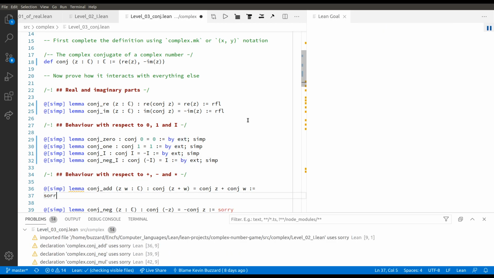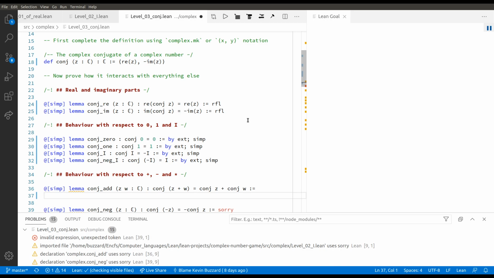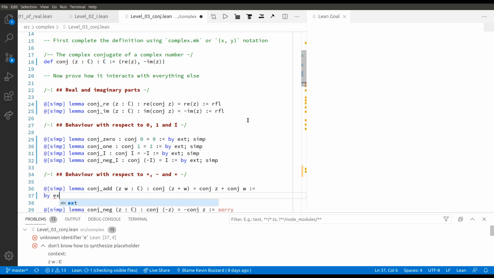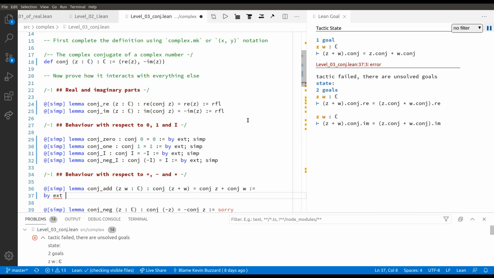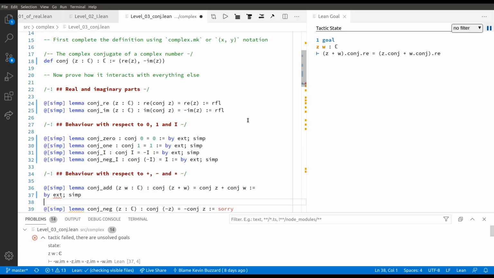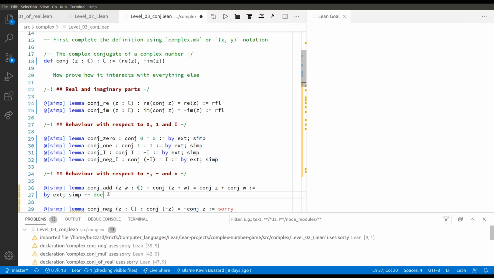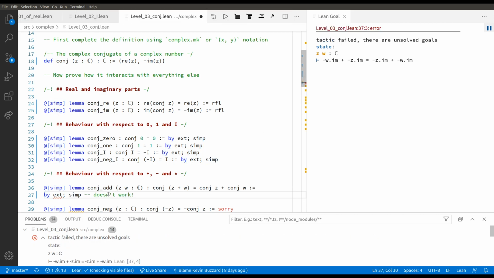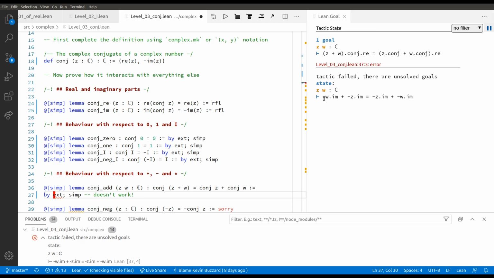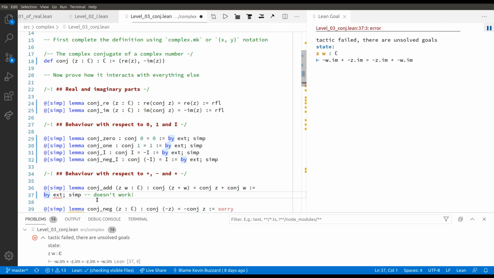And now similarly here, the conjugate of z plus w. Maybe this is an interesting one, by simp. Yeah, this one fails. You see, we have an error. So that's kind of interesting. The simplifier has nearly done it, but we can look at this goal here. So it doesn't work, and we can look and see why it doesn't work. Let's think about it. Maybe I'll just show you.